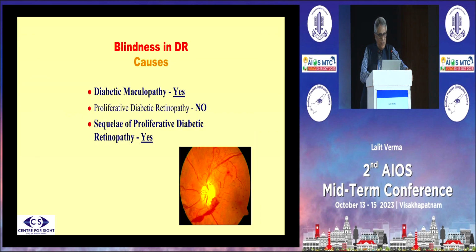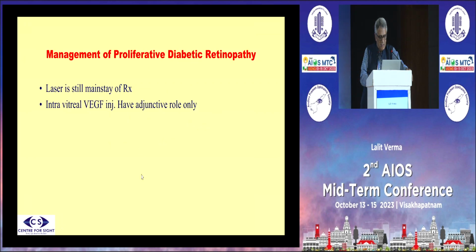As I said, moderate visual loss occurs because of maculopathy. Proliferative disease sequelae, either VH or PD or the TRD, cause severe visual loss. So I'm going to talk about the management, because companies are still pushing everybody to inject in every kind of disease. But I still believe that laser is the mainstay of PDR.